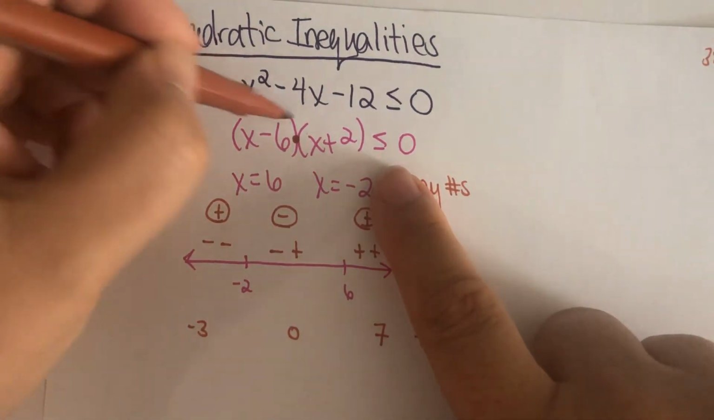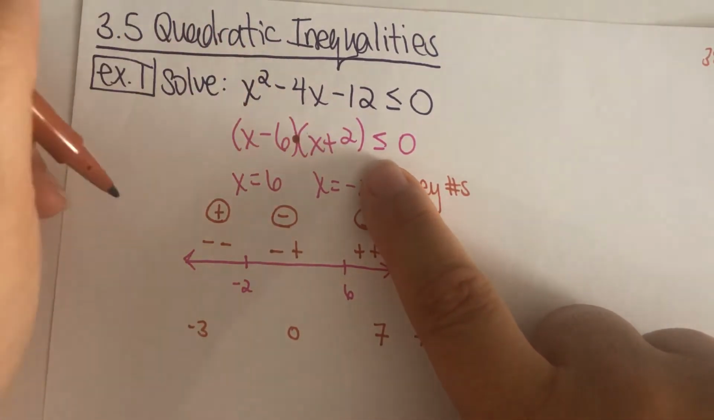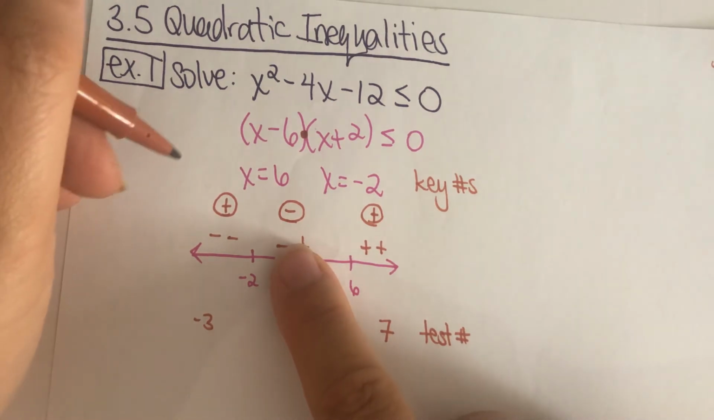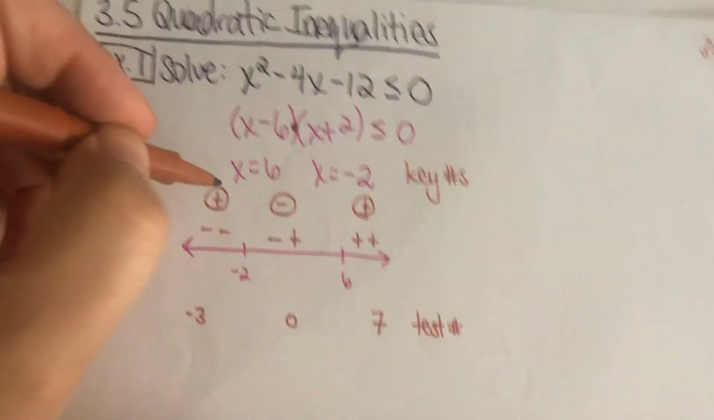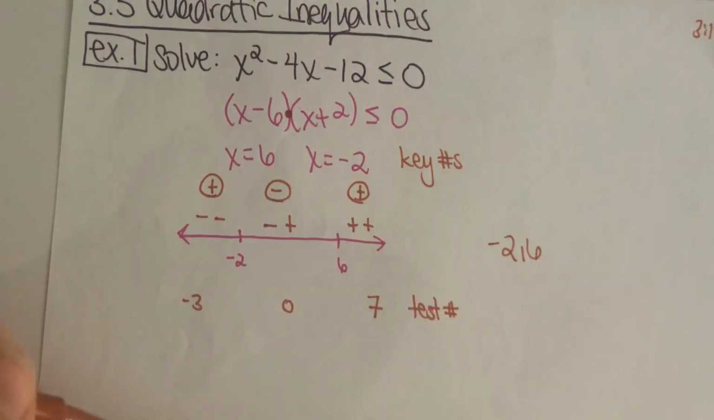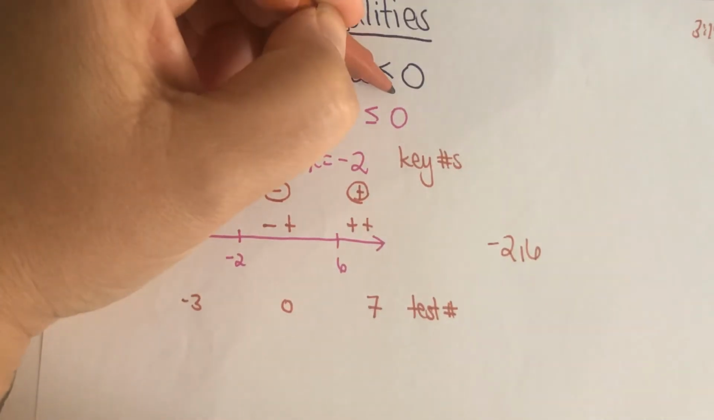This is asking me for this thing to be less than or equal to 0. Well, that would be negative, wouldn't it? Less than or equal to 0 is negative. So I want to include in my answer anything between -2 and 6. It includes an equal bar.